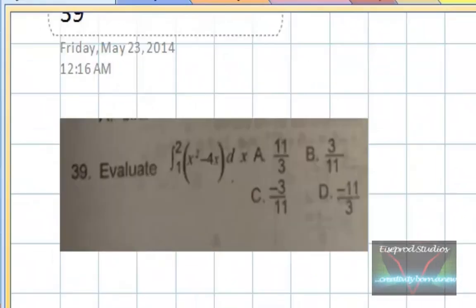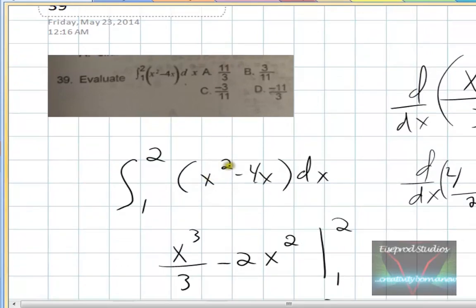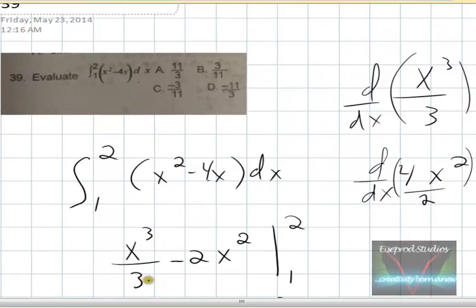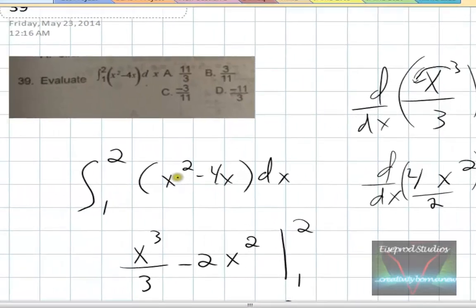Question 39 wants us to evaluate the integral from 1 to 2 of x squared minus 4x dx. And so the first thing you want to do is just find the antiderivative of the inside. So here we have x squared, and I said that its antiderivative is x cubed over 3. And you can check that by taking the actual derivative. So x cubed over 3, and so the 3 would come down. It would become x squared, and remember that it's over 3. So the 3's cancel, and I'm left with x squared.